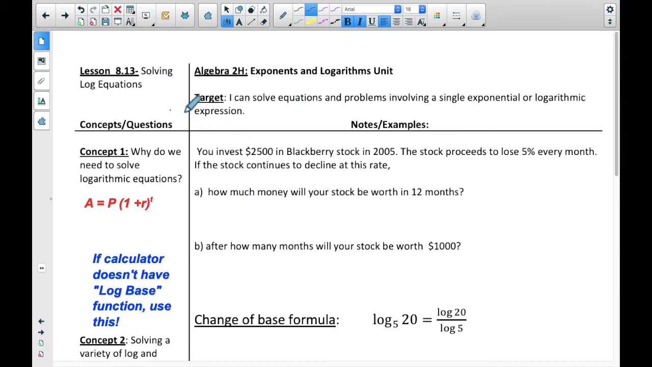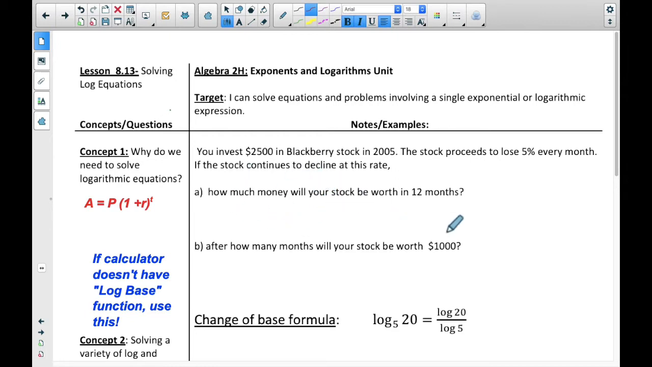Hi guys, this lesson today is going to be an exciting lesson because we finally get to learn how to solve equations. We've been talking about logarithms and how you create them and how you come up with them, and today we're finally going to learn how to solve an equation that requires a log. So here's an example. We had this example a couple of lessons ago.